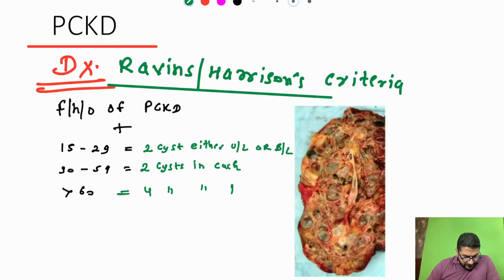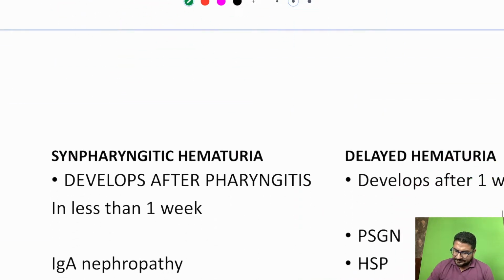PDF में भेज दूँगा, मुझे टेक्स्ट कर देना, I'll share the PDF, right? इसकी एक और क्लास होगी अभी. This is the second class. एक क्लास हो चुकी है. So this is like a diagnostic criteria, Ravine's criteria for PCKD.